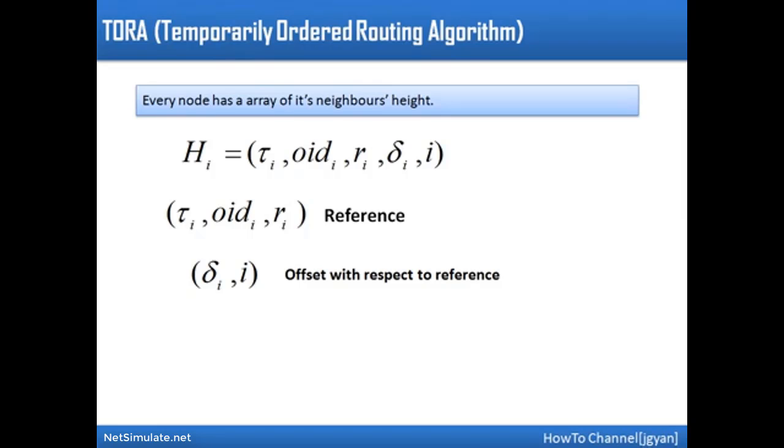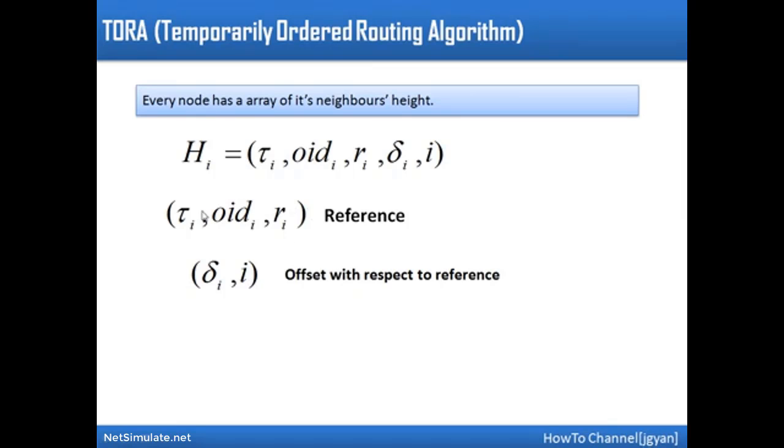So how does this Temporally Ordered Routing Algorithm work? It assigns every node a height, and this height is not a single number. Actually, this is a 5 attribute tuple. The first three, tau, oid and r, are used in case there is any link failure. Whenever there is a link failure, the route has to be updated, and in that case these three pieces of information have to be used. Otherwise only the other two are in use.